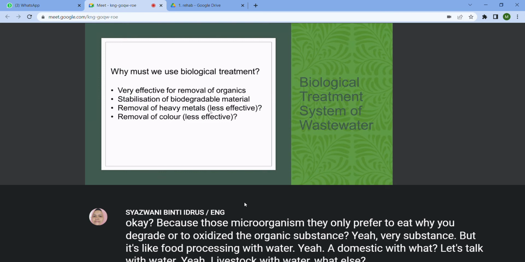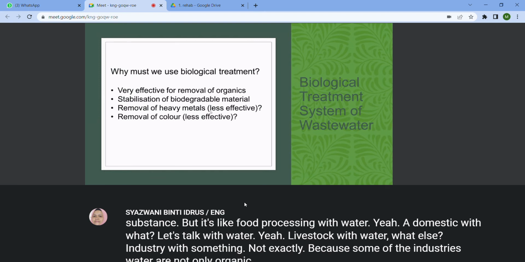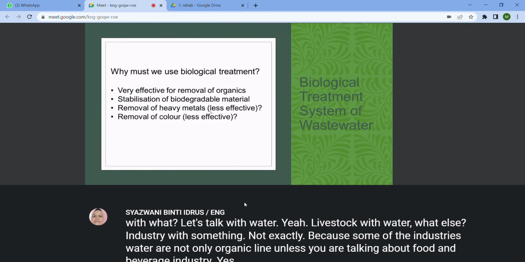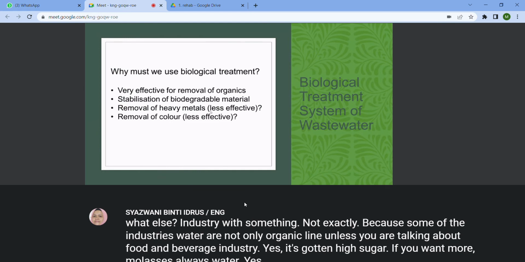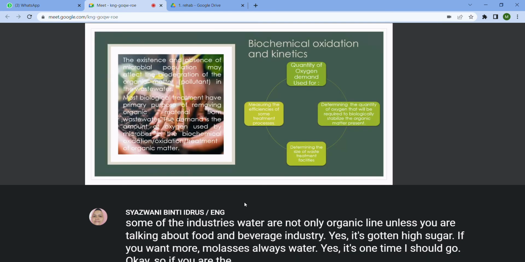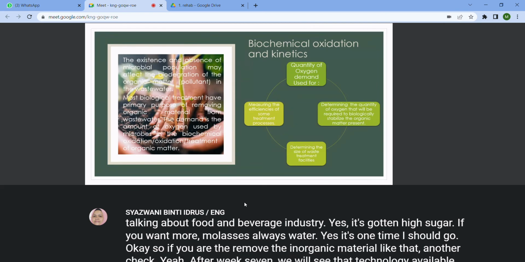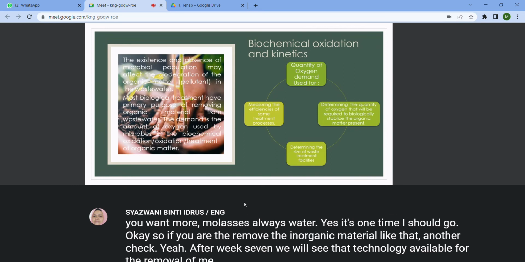Industrial wastewater, not exactly, because some of the industrial wastewater is not really organic, unless you are talking about the food and beverage industry. Yes, it contains high sugar. If you are talking about molasses wastewater, yes, it contains high sugar. If you are to remove the inorganic material, that will be another chapter after week 7. We will see the technology available for the removal of inorganic materials.